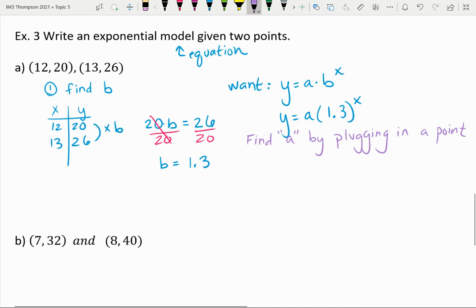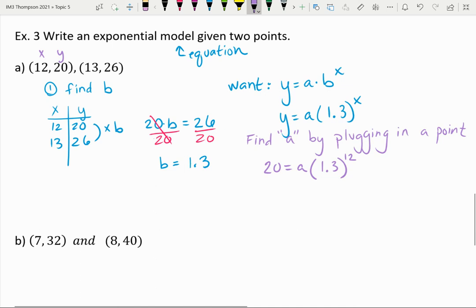Well, oh look, I have some coordinates to choose from. I could use (12, 20), or I could use (13, 26). Your choice. I think I like (12, 20) better, but you could use the other one and it'll still work out. So I'm going to temporarily plug in x and y so I can find a, and then write that at the end. So y is 20. I'm looking for a. I know b is 1.3. That's my growth factor because it's greater than 1. And then x is 12.